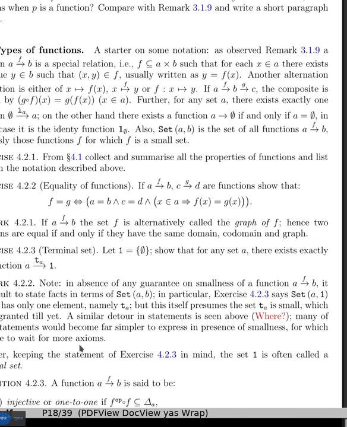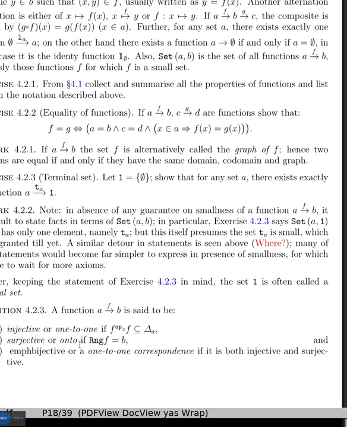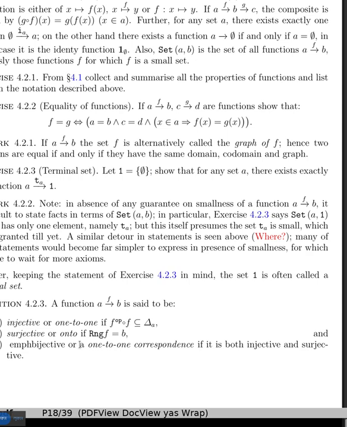Now you will see this terminal set, and it is going to come again and again, and then I have produced these usual statements of what needs to be checked for bijectivity. There are lots of mistakes in this. I'll send the revised version tonight.